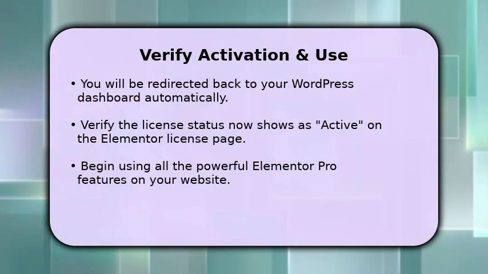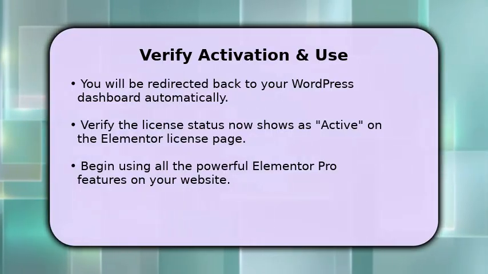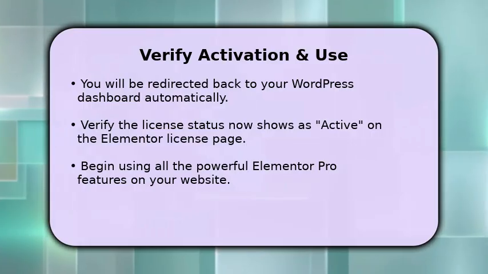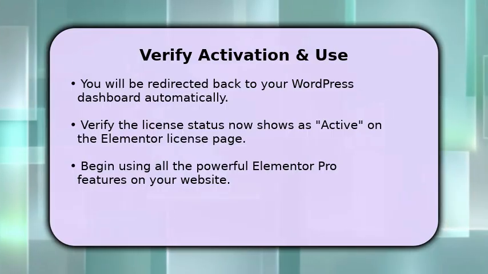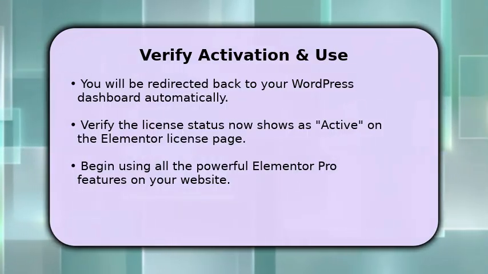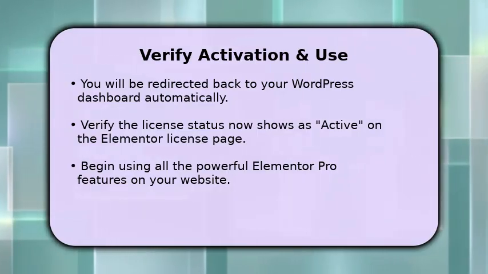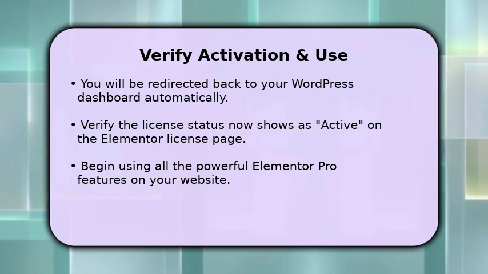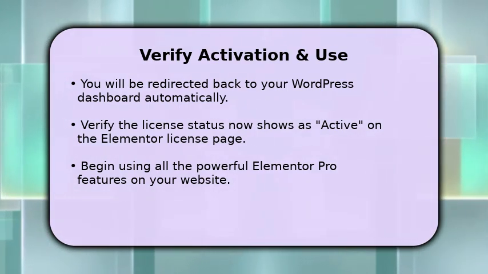Upon successful activation, you will be automatically redirected back to your WordPress dashboard. Navigate back to the Elementor license page to confirm that your license status now displays as active. With your Elementor Pro license fully connected and activated, you are now ready to explore and utilize all the powerful, advanced features it offers for building stunning websites.